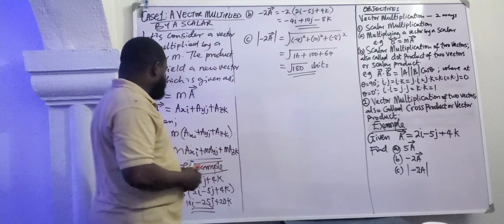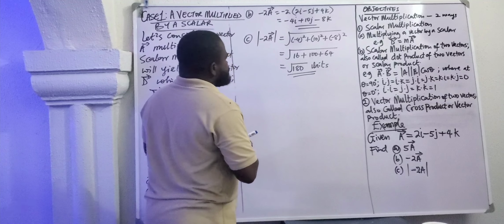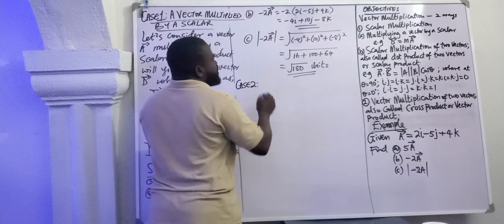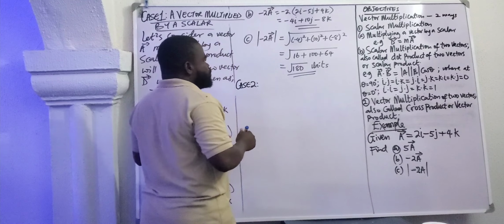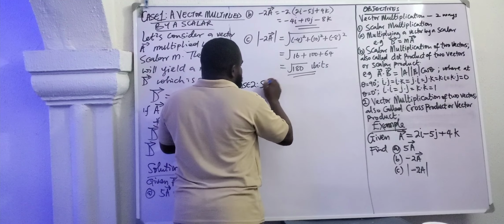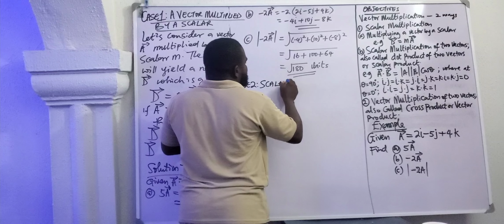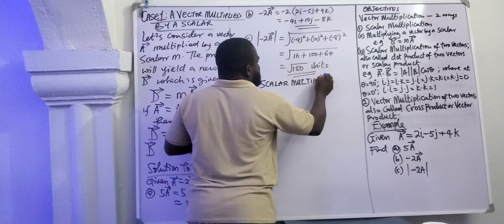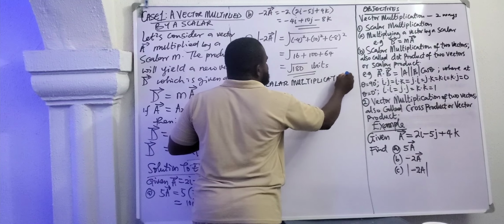That's for case 1. So let's consider case 2. In case 2, we'll be looking at scalar multiplication of two vectors.